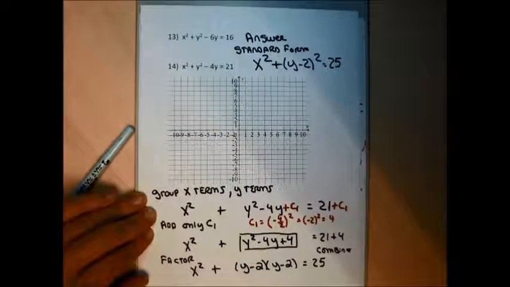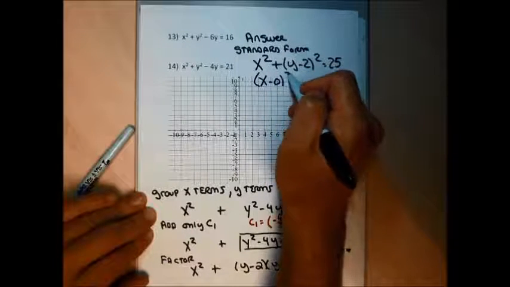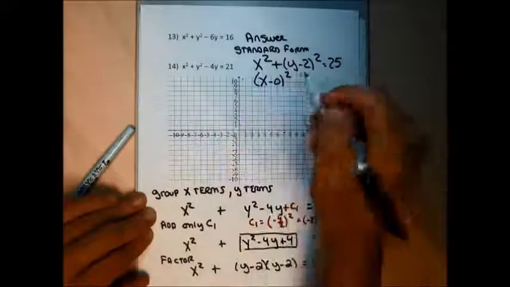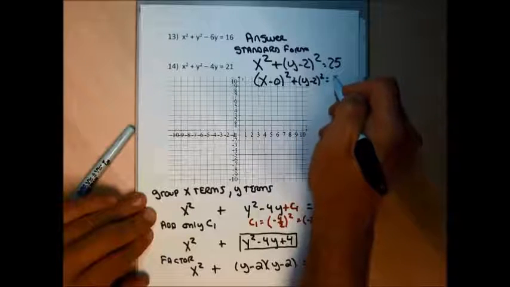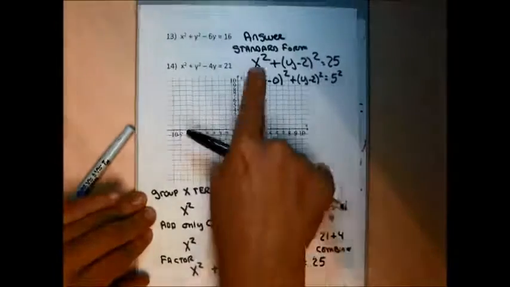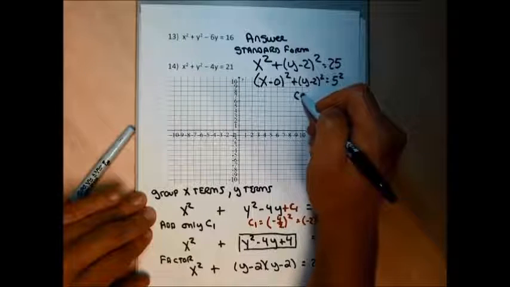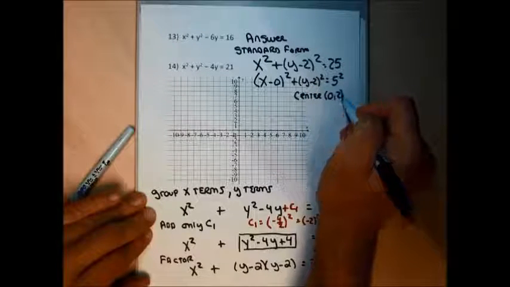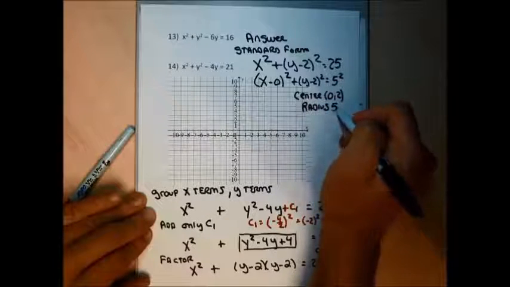If you want to, you can rewrite this x squared as x minus 0 squared. That would still be x squared, because x minus 0 is x. And then plus y minus 2 squared equals 5 squared. Both of these, even though this one doesn't have a parentheses and it doesn't have a square with the number, tell me that the center is the point 0, 2, and the radius is 5.